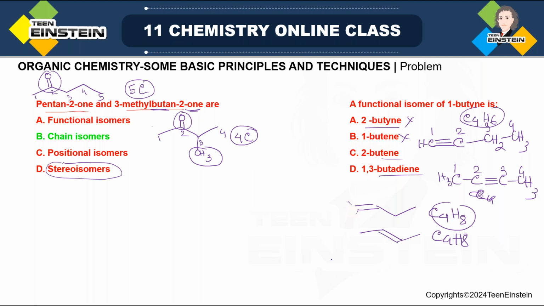But the last one is a possibility, because of 1,3-butadiene. Remember, in the previous slide we just saw that 1,3-butadiene and 1-butyne are not ring chain isomers obviously, but they are related to each other as functional isomers, because the functional group itself is different. But the formula, this is also C4H6. Total number of hydrogen, so this is also C4H6, this is also C4H6. But here we have a triple bond, here we have two double bonds. So 1,3-butadiene should be the correct option.